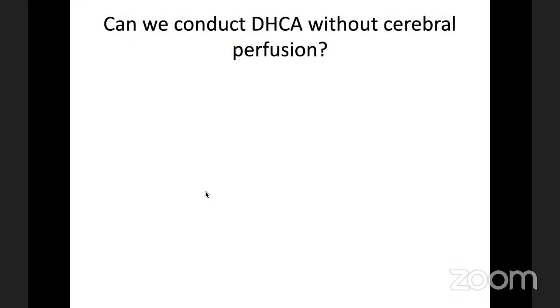So can we conduct deep hypothermic circulatory arrest without cerebral perfusion? Yes, we can do that without cerebral perfusion. Some articles are saying that you can concentrate on your operation and forget about cerebral perfusion. So you can do your surgery fast, and then the deep hypothermia itself is going to protect the brain. So no need to perfuse, and you can complete your operation fast.